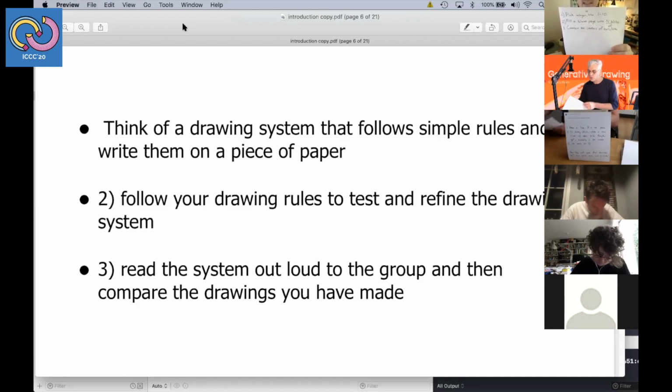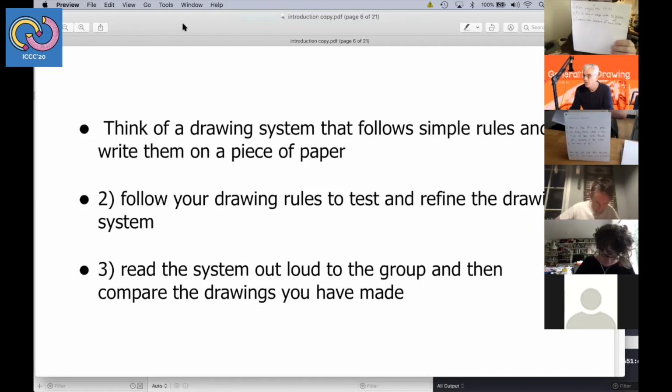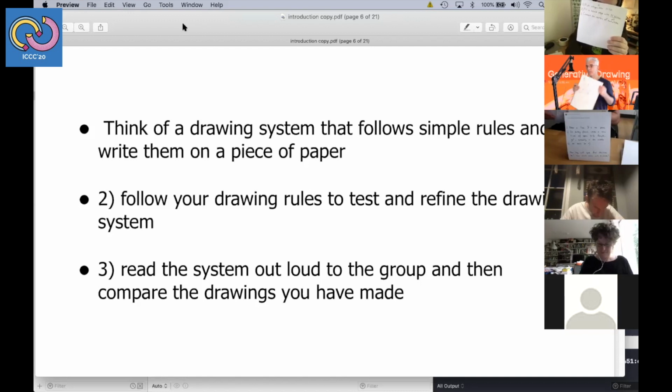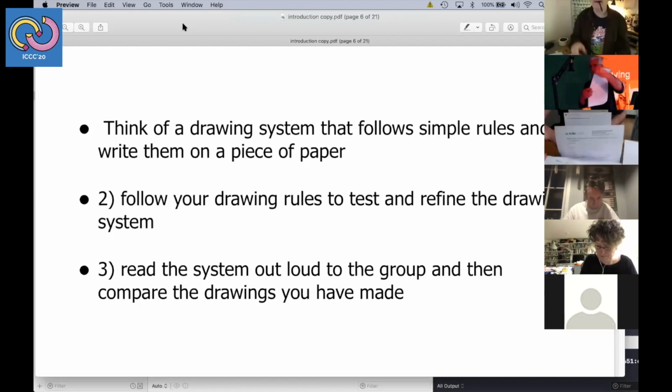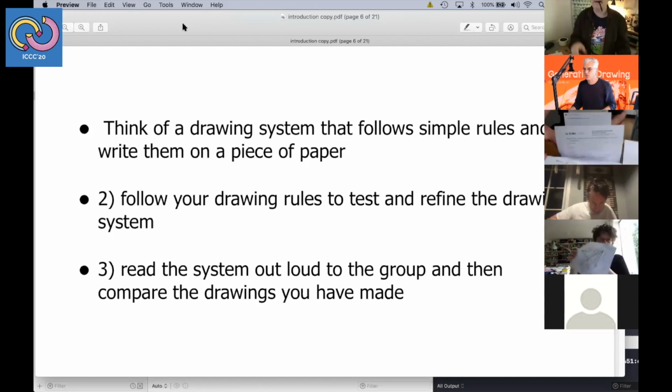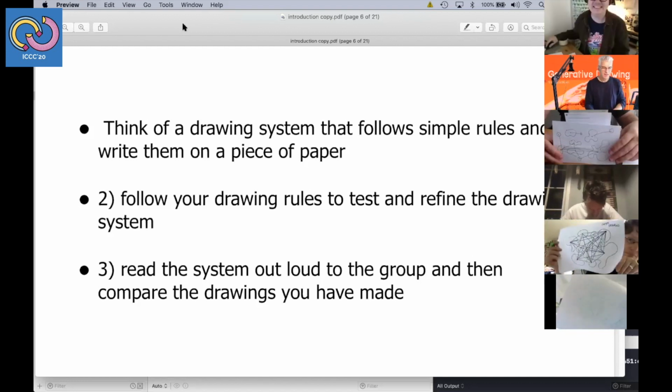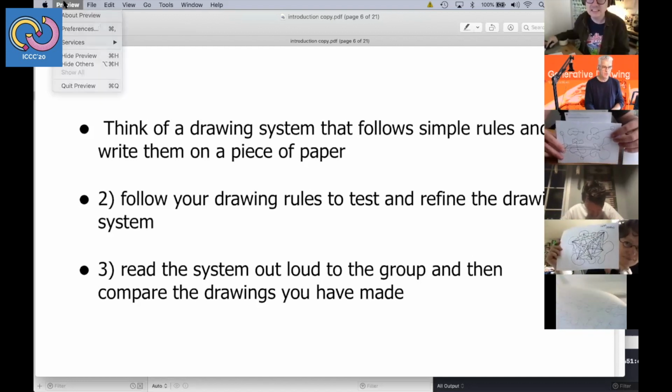Right, when you're done with Chip's drawing, can you label it Chip's drawing and just hold it up to the camera? Should I show you mine or do I wait? If everyone's done, then go for it.